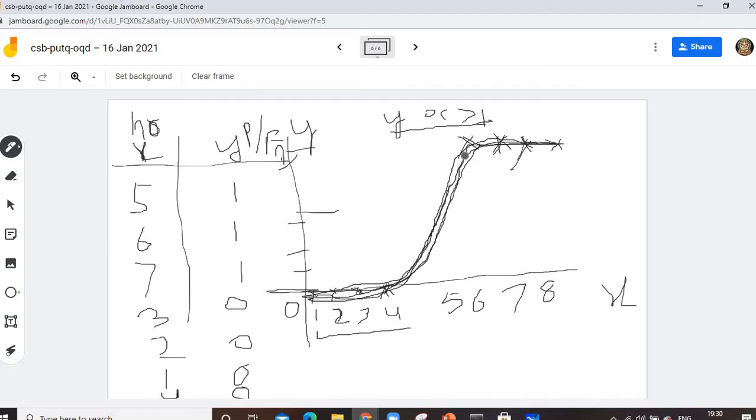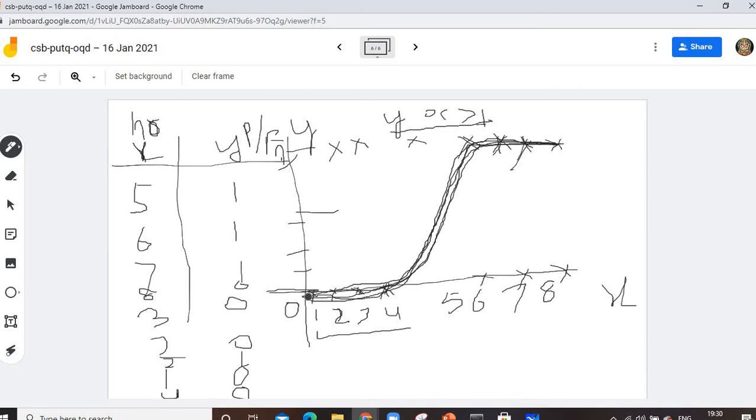This is called the sigmoid function. There will be different sigmoids. For example, there are some misclassifications: some students studied 8 hours but failed, and some talented students studied only 2 hours but passed. These are misclassifications, and these misclassified points should be here, like this.